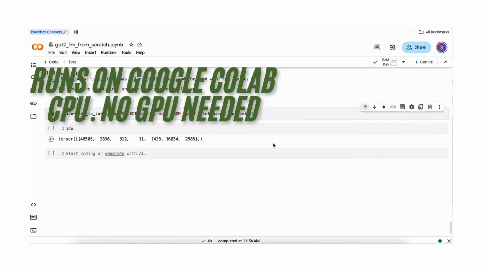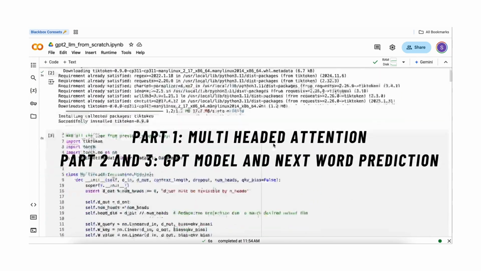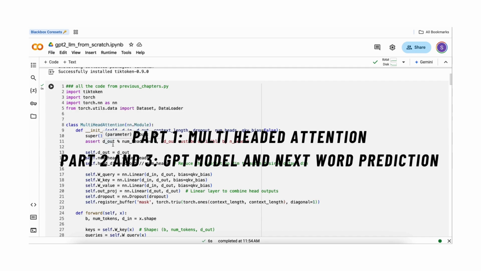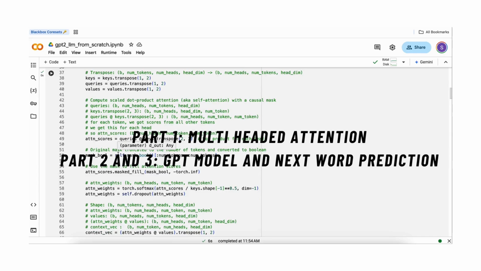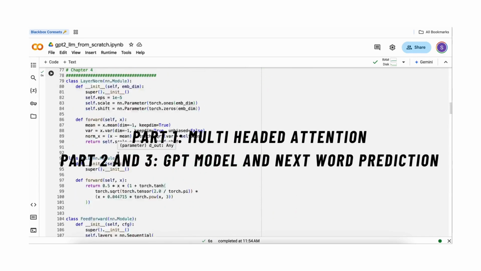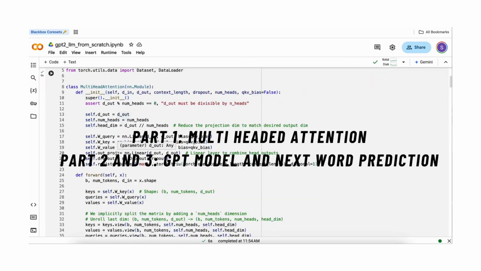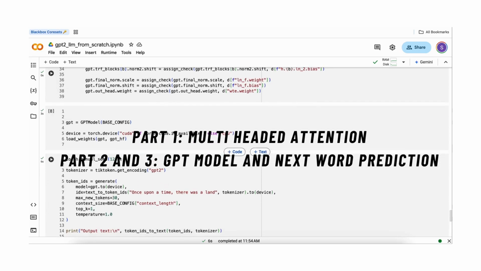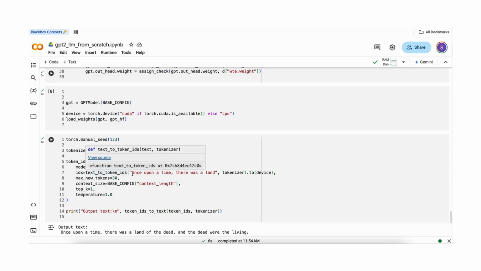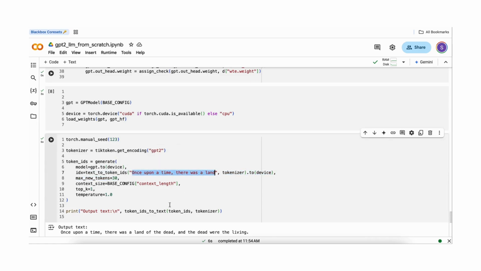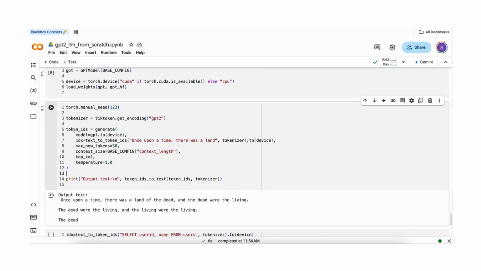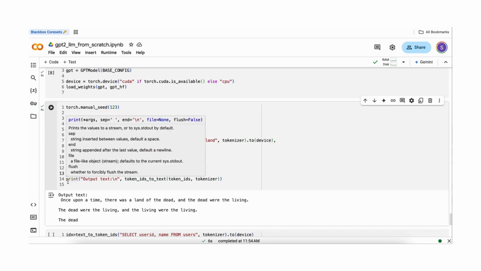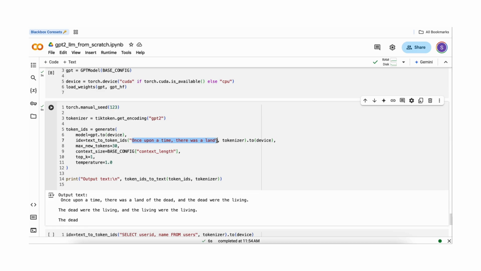In this particular video, the only thing I will discuss is the multi-headed attention mechanism and how it is implemented. In subsequent videos, I'm going to talk about how the attention fits into the larger GPT-2 model. But just to give you a sense of what the final version looks like, here we give a prompt to GPT-2 and ask it to output next word predictions. I prompted it with "once upon a time there was a land," and it predicted the next 30 or so tokens for me.